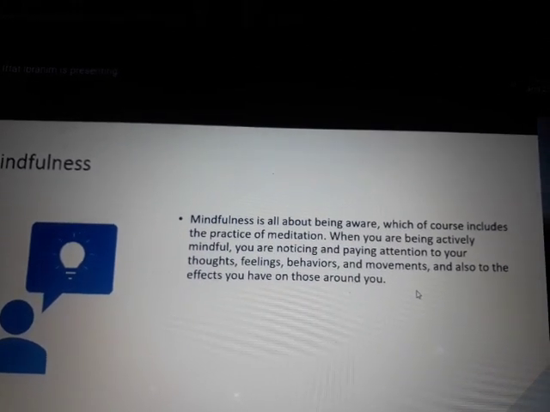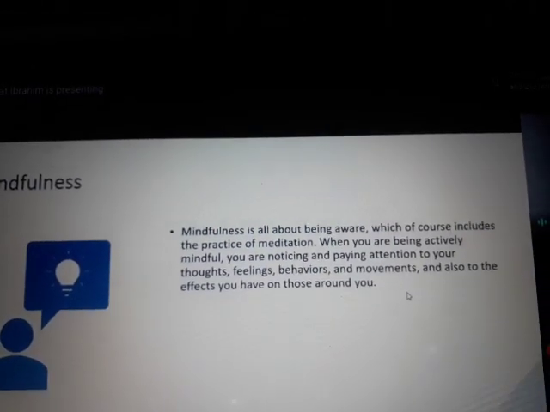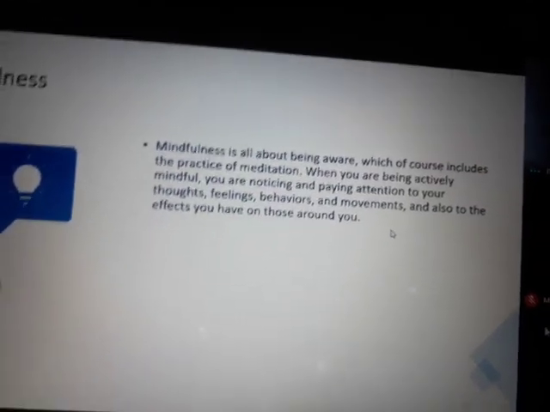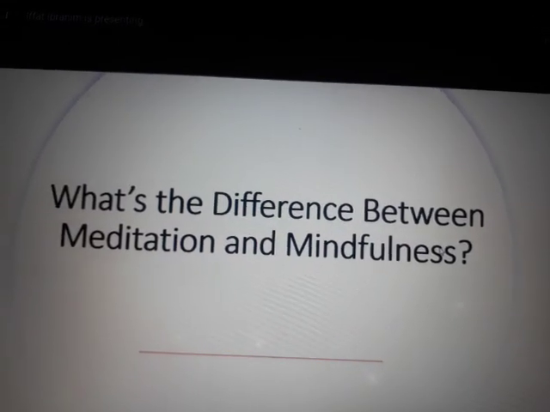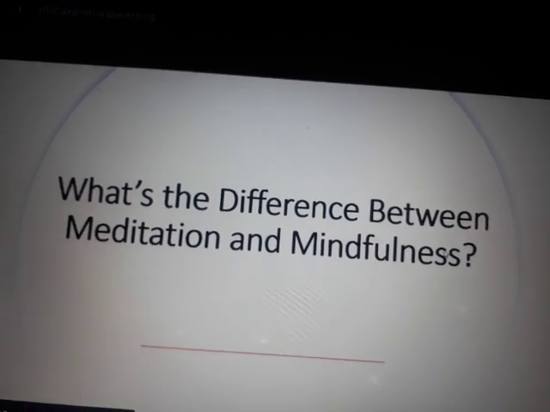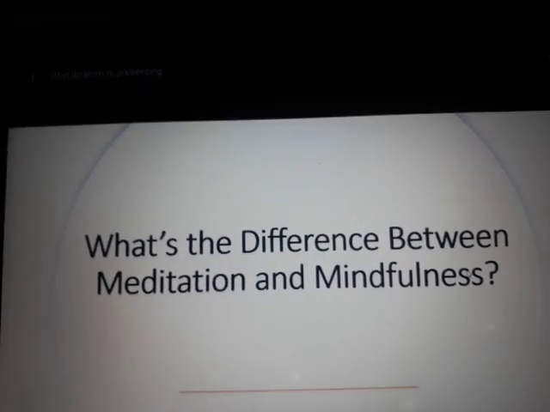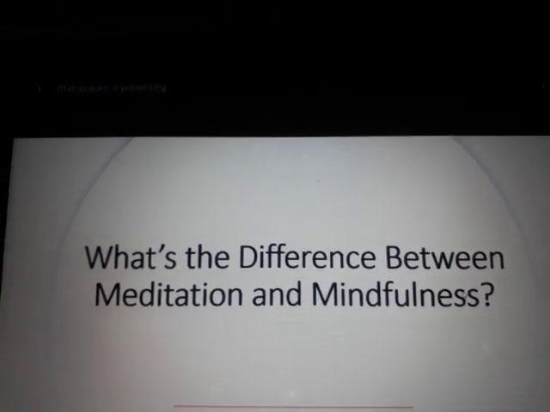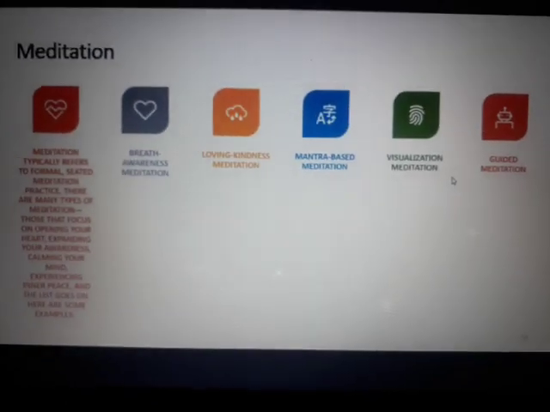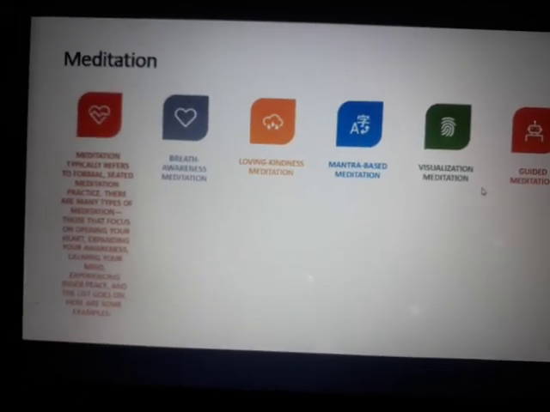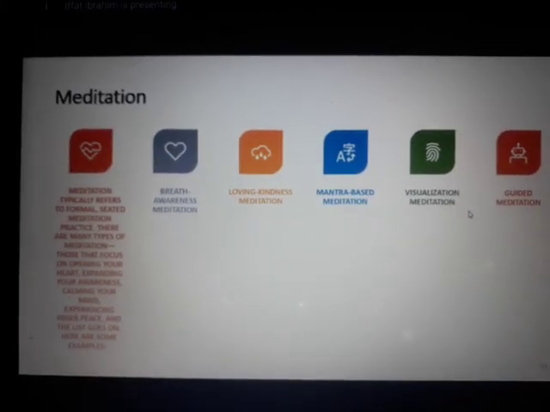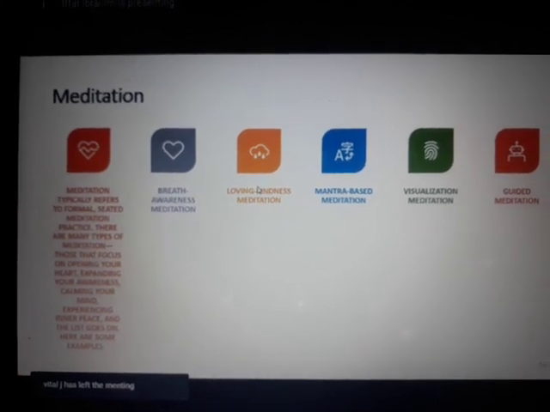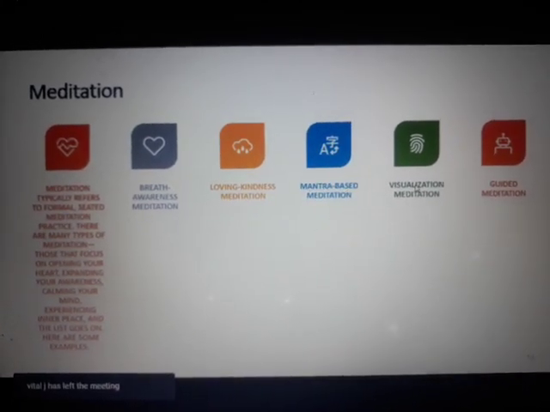While meditation is usually practiced for a specific amount of time, mindfulness can be applied to any situation throughout the day. So what is the difference between meditation and mindfulness? They have many similarities and can overlap, but the terms are not exactly interchangeable. Meditation typically refers to the formal seated meditation practice. There are so many types of meditation: breath awareness meditation, loving kindness meditation, mantra-based meditation, visualization, and guided meditation.